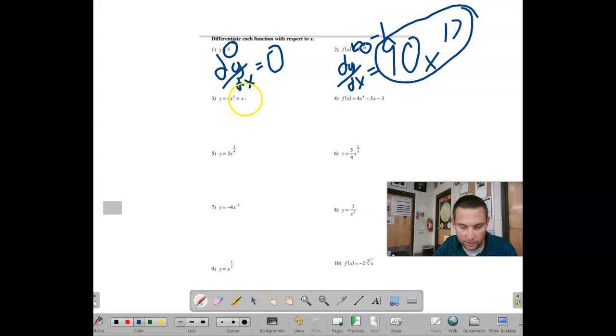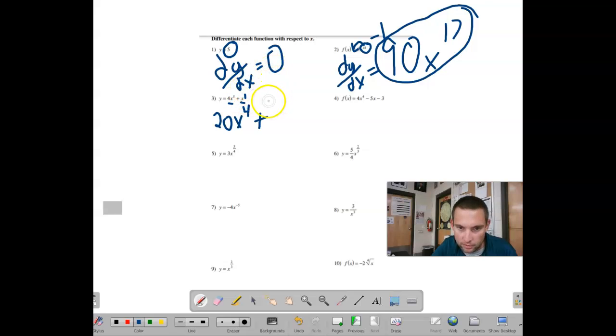y equals 4x^5 plus x. Ooh, we've got 2 different terms. Remember, we're doing our rules for each term. So we have 5 times 4 is 20. x, subtract 1 from the exponent, and we have 20x to the 4th. Plus, ooh, it's all by itself. Is that the 0 thing? No.